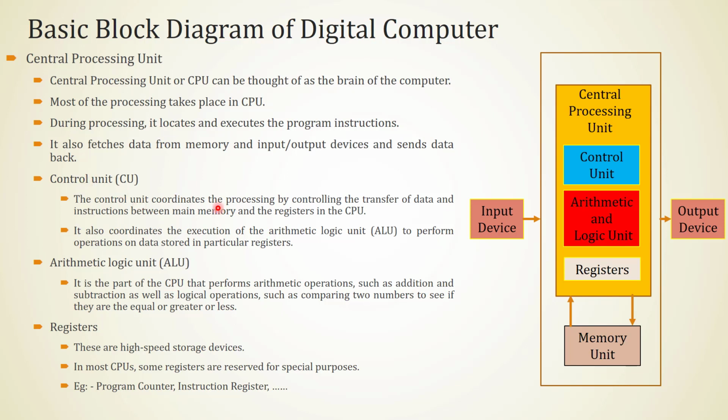The control unit coordinates the processing by controlling the transfer of data and instructions between main memory and registers in the CPU. So here is one block called registers. For the time being, just understand that a register is also a memory unit. It is also an area where we can store data. Main memory means this memory unit. You will study main memory, primary memory, and secondary memory in detail later.